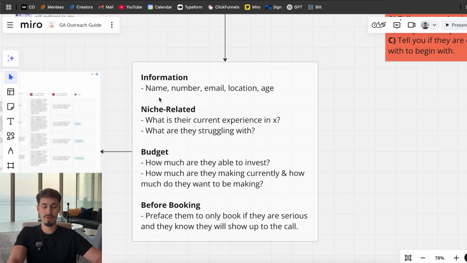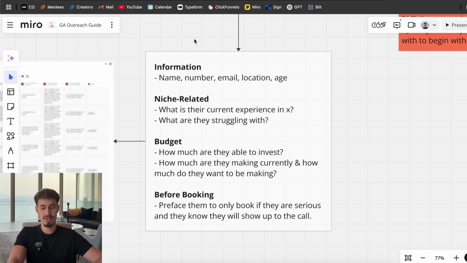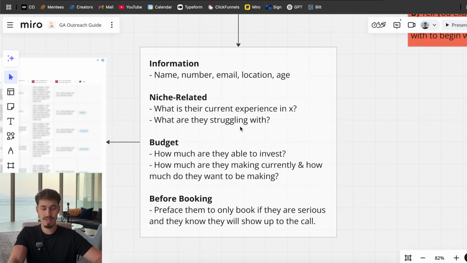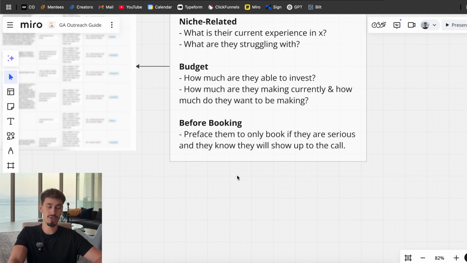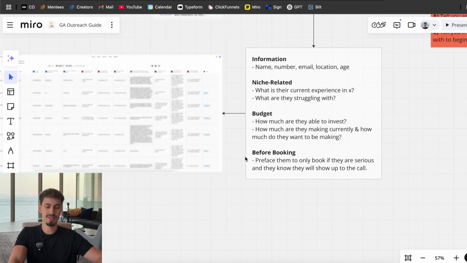You get their information, so their name, number, email, location, age, what's their current experience with whatever the business model is, what are they struggling with, you get their budget, so how much they're able to invest, how much are they making currently, and how much do they want to be making, and then before the booking, you preface them and make sure they're going to show up, just up your show up rates, and you don't want people booking if they're not even serious in the first place. It's just a waste of time.